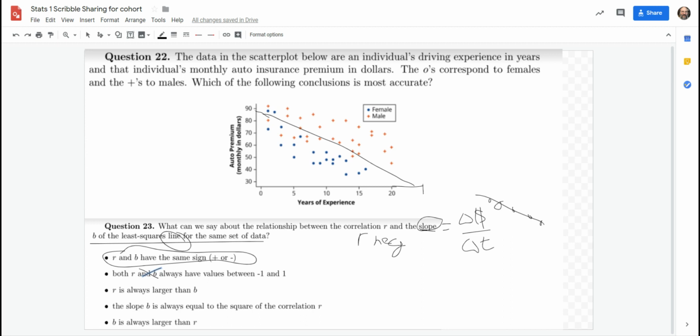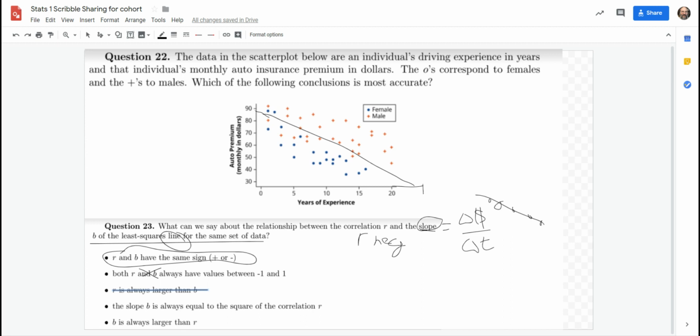R is always larger than B. Well, again, B can be pretty much anything according to what the units are. R is between -1 and 1, so saying R is always larger than B, no. Forget that. Sometimes it is, sometimes it isn't. There's no always here.